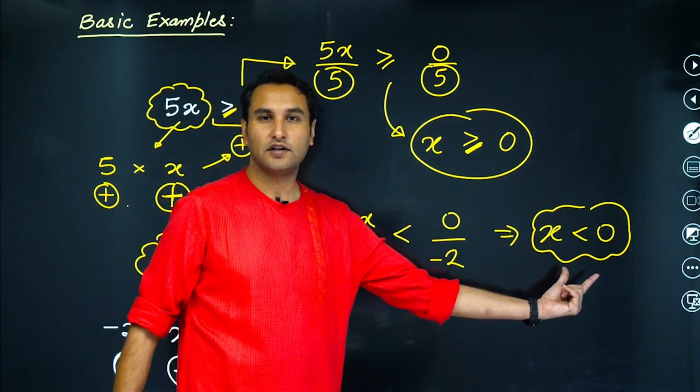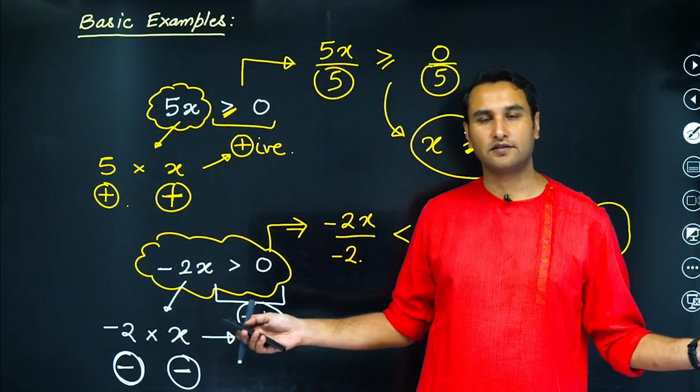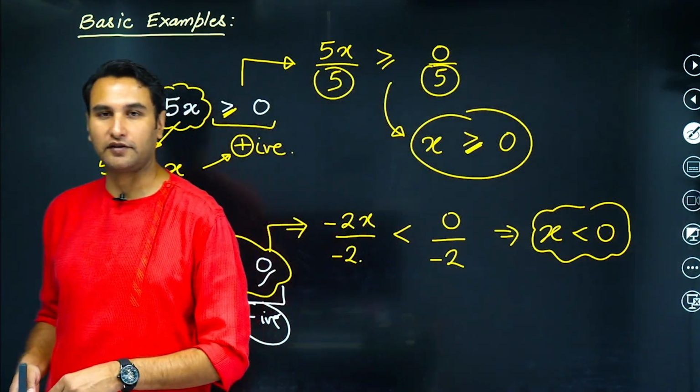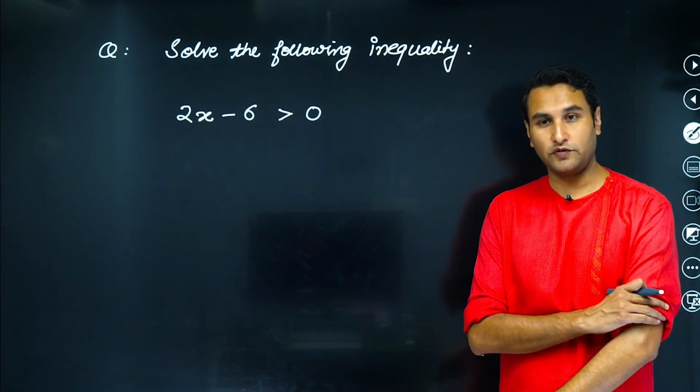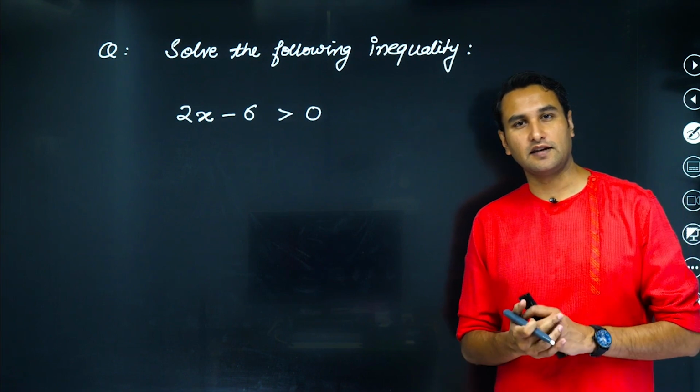x less than 0 means what? Negative. So these are all logics. These are all simple logics that we are dealing with. Alright, now let us do some examples. Should we do it? Let's start with some very simple examples.